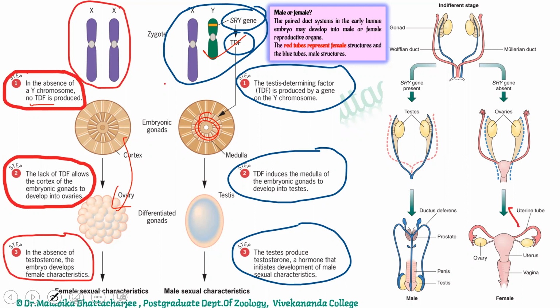Now the figure at the extreme right shows the early human embryo. As you can see, there is this red duct and this blue duct. The red duct is known as the Mullerian duct. Remember, in the later stages, if it is a female embryo, the Mullerian duct persists, it stays. The blue duct is the Wolffian duct. If it is a male embryo, then the Wolffian duct persists. In the female, the Mullerian duct stays, but the Wolffian duct degenerates.